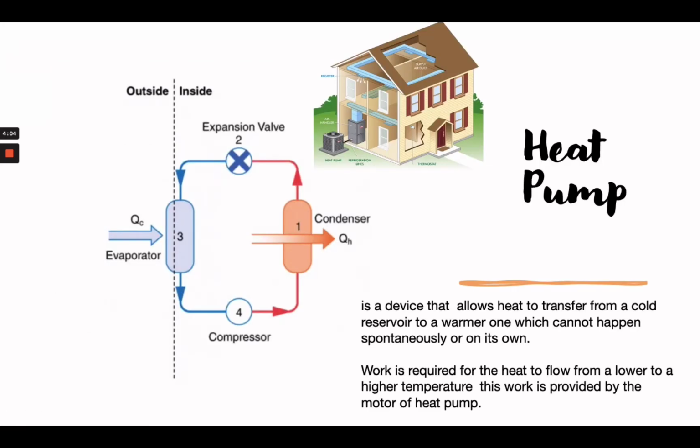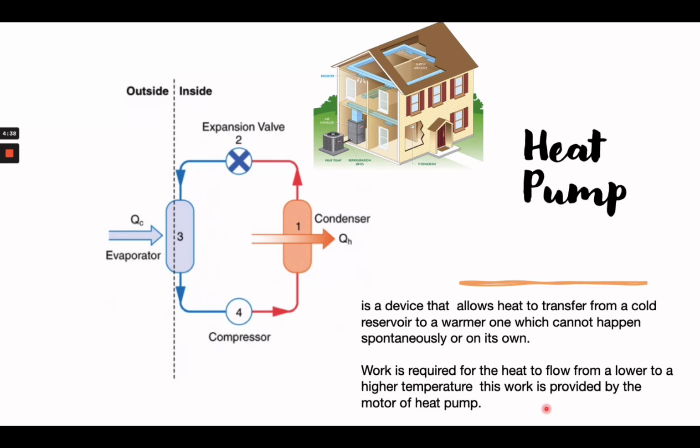As mentioned on the previous slide, heat naturally flows from higher temperature to lower temperature. But a heat pump works the other way around. A heat pump is a device that allows heat to transfer from a cold reservoir to a warmer one, which cannot happen spontaneously or on its own. Work is required for the heat to flow from a lower to a higher temperature. This work is provided by the motor of the heat pump.